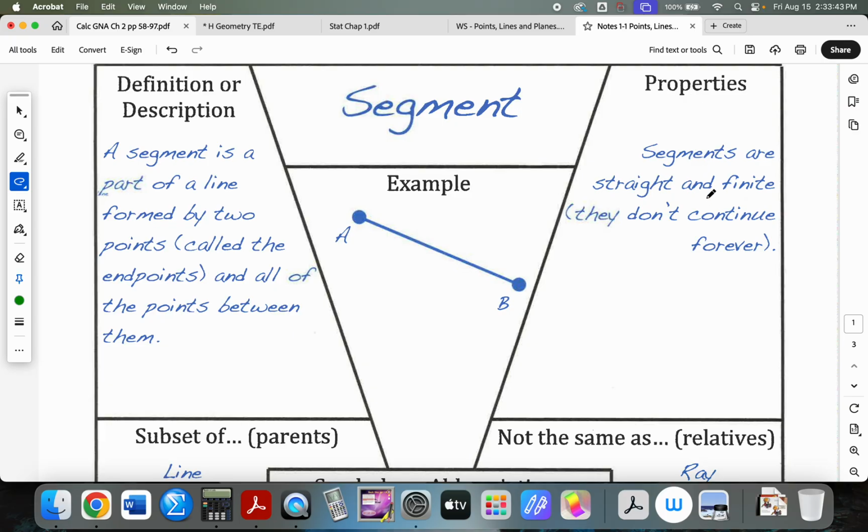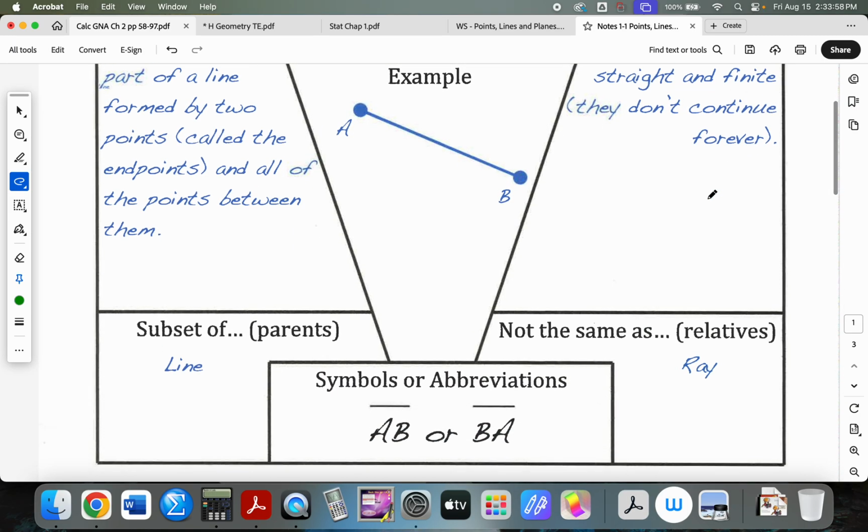So segments are straight and they are finite. Remember, we talked a little bit about this yesterday. Finite means it doesn't go on forever. Finite is limited. It's a subset of a line. It's not the same as a ray. I don't believe we talked about rays yet, but a ray looks like this.